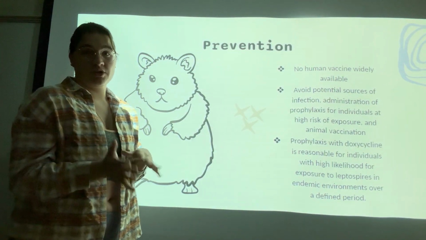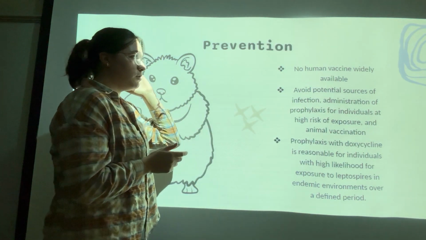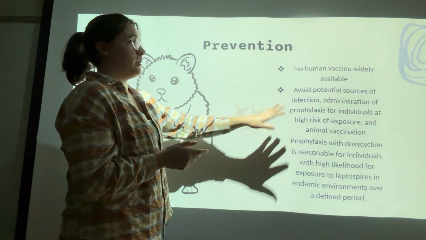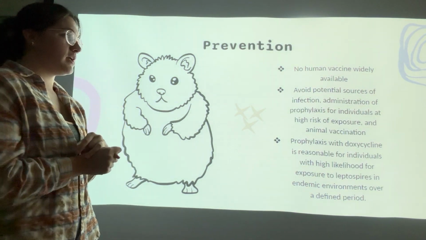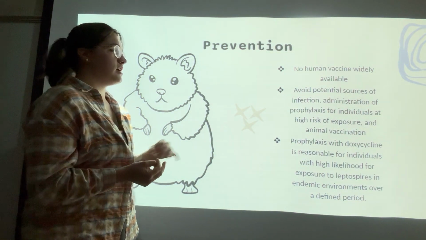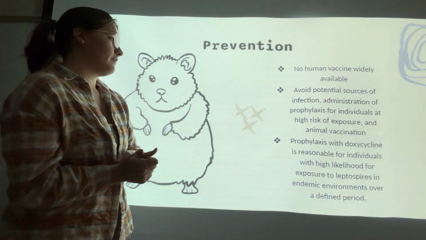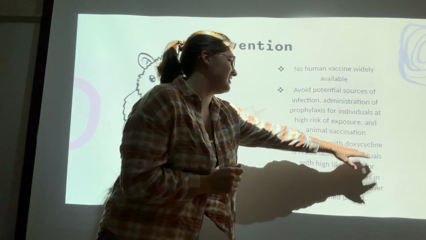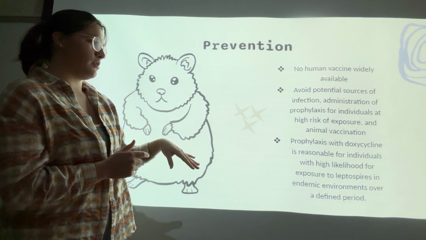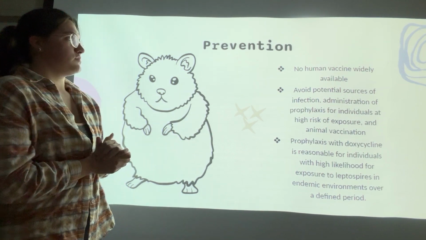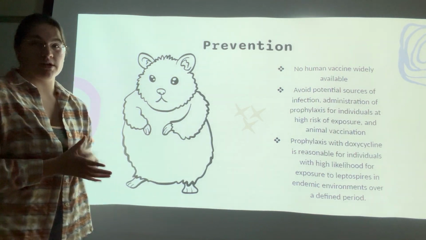But we don't have to treat it if we can prevent it. So there's not currently a vaccine available, but avoiding potential sources of infection, those potential contaminated water places, and there is an animal vaccine that we currently have. Prophylaxis with doxycycline is reasonable for individuals with high likelihood of exposure to these environments. So they may take those medications if they believe they're at risk.